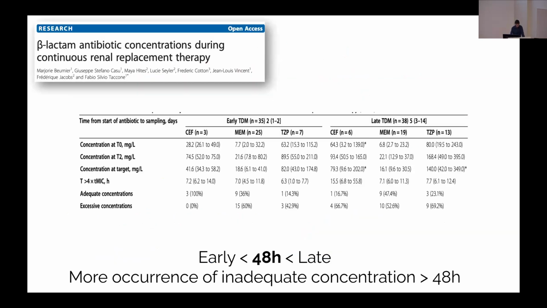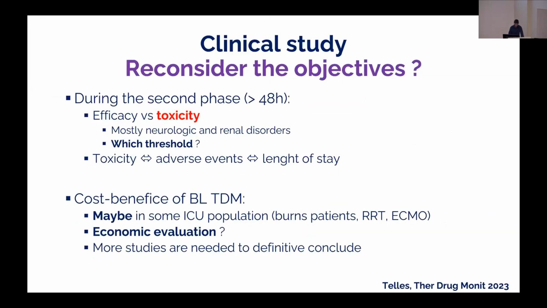But during the second phase, it has already been demonstrated that inadequate concentrations are likely to occur, especially after day 2 in this Belgian study for patients with renal impairment. And there is a lot of uncertainty during this second phase. For a long time, beta-lactams were considered antibiotics with a high therapeutic index, antibiotics that are harmless, but we know now that this is not true, especially in ICU, and there are a lot of neurologic and renal toxic effects. We have an idea of the threshold, but there is a lot to do.